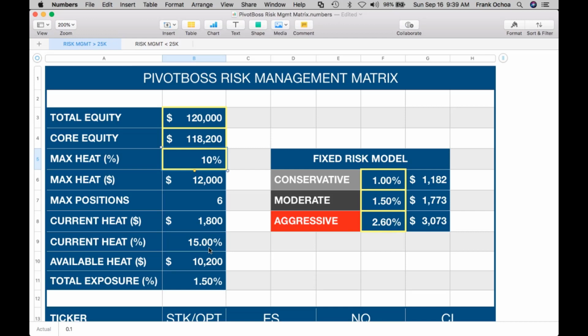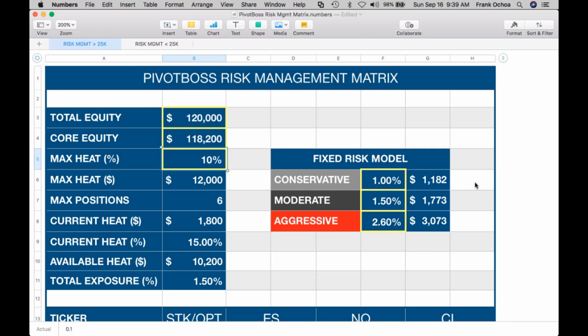And now you can see here that of the available 12K heat, we currently have $1,800 at risk. That is 15% of available heat. You can see we have $10,200 still left to be able to risk, and total exposure of the overall account is 1.5%.